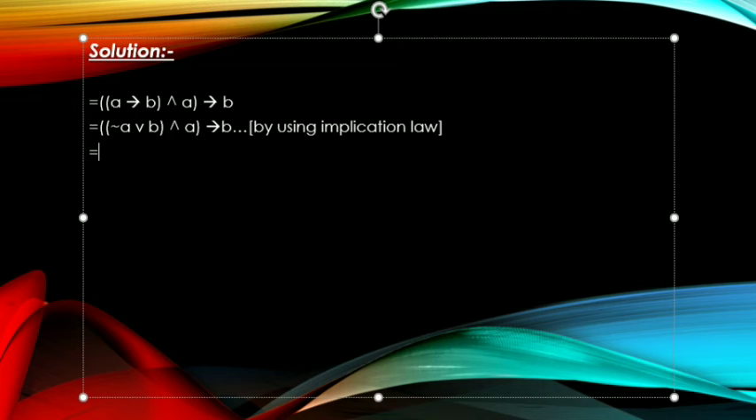Now once again we have to use the implication law because we have another implication sign outside the bracket. So let's go ahead. Implication of negation of two brackets, negation of A or B, bracket close, and A, bracket close, or B, same, by using implication law.